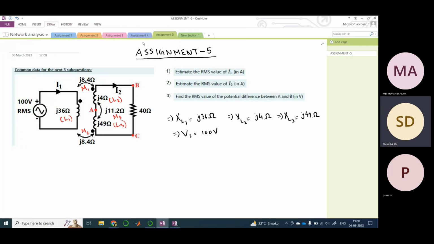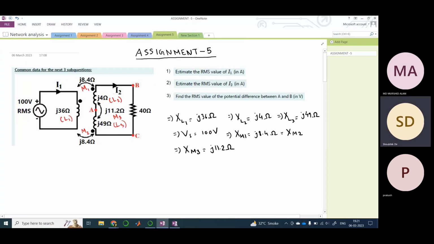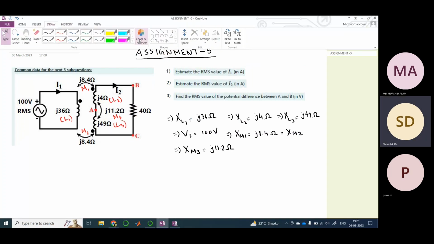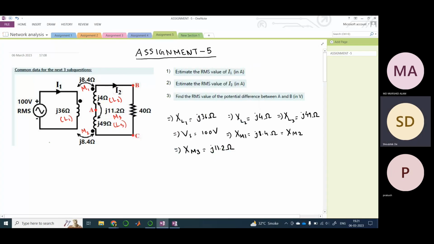This will help so there won't be any confusion while we are describing the terms, right? So XM1 would be j8.4 ohm, and it is equal to XM2, and XM3 would be j11.2 ohm. Now we have two meshes, so we will be applying KVL, right?